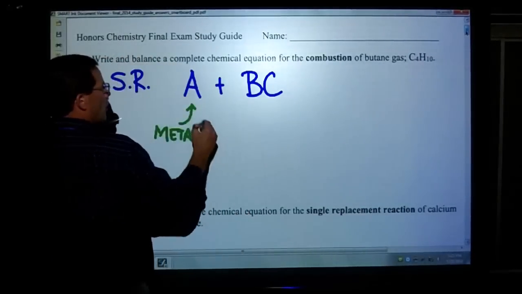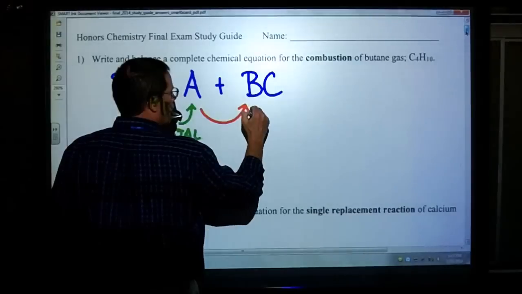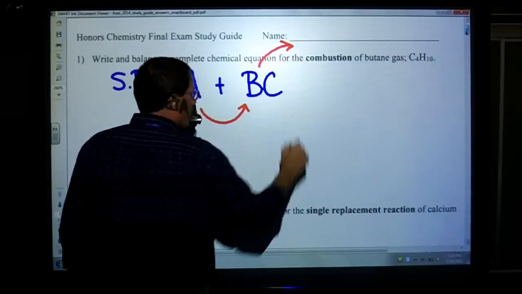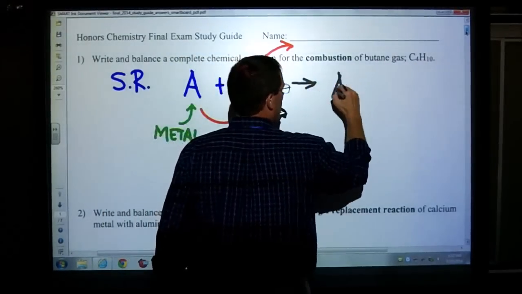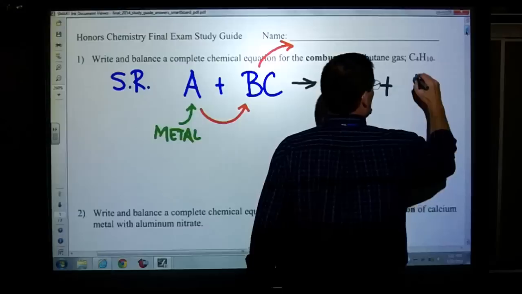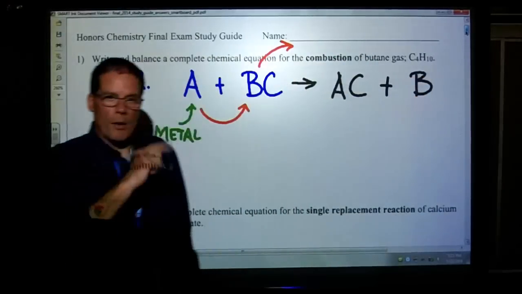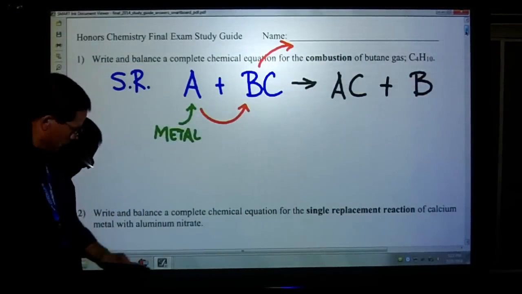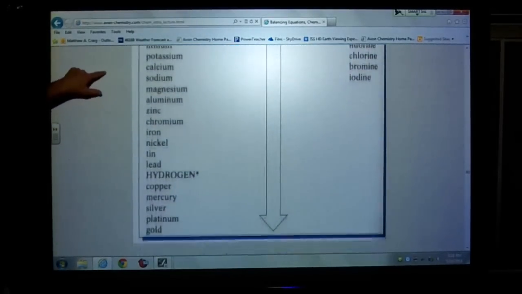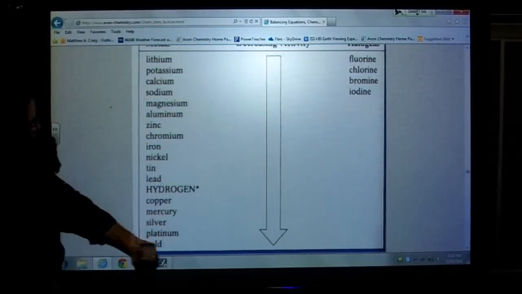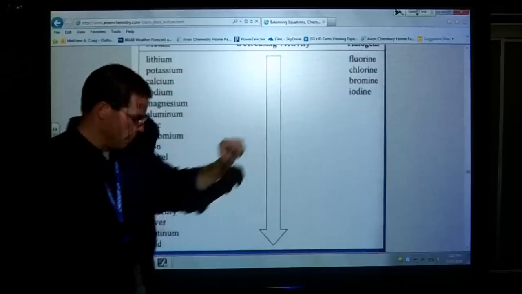So if A is a metal, A is going to try to kick B out, and then on the other side of the reaction, you'll have A now with C, and B is all by itself. Now remember, you get to use the tables. So the table that you would use here is a single replacement table, where you have the metals on the left and the non-metals on the right.